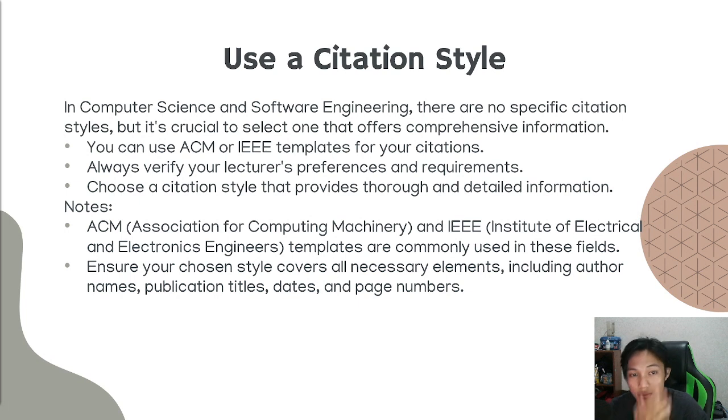Next one, so you have to use a citation style for your academic writing. In computer science and software engineering, there's no specific citation style, but it is crucial that you choose one that offers comprehensive information. You can always use ACM or IEEE templates for your citation. Always verify with your lecturers first what they prefer or what's the requirement for your paper. Okay, next.